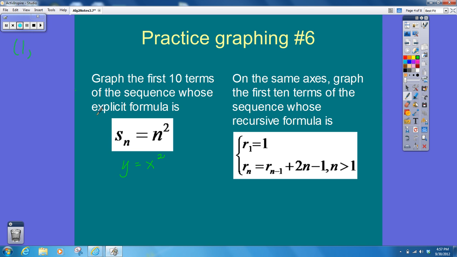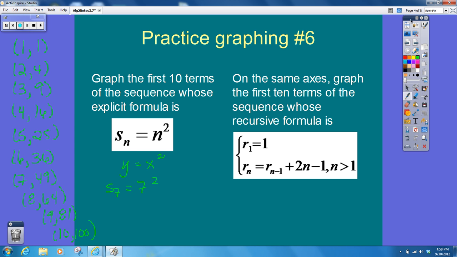Okay, the first value, you could get this from your table, but I can plug it in real quick here, is going to be 1 because 1 squared is 1. Second, 4. Third, 9. 4, 16, 5, 25, 6, 36, 7, 49, 8, 64, 9, 81, 10, 100. Again, you could get this from the table of values or just plug in. If you don't believe me, s of 7, that's 7 squared, that's 49. 7, 49.